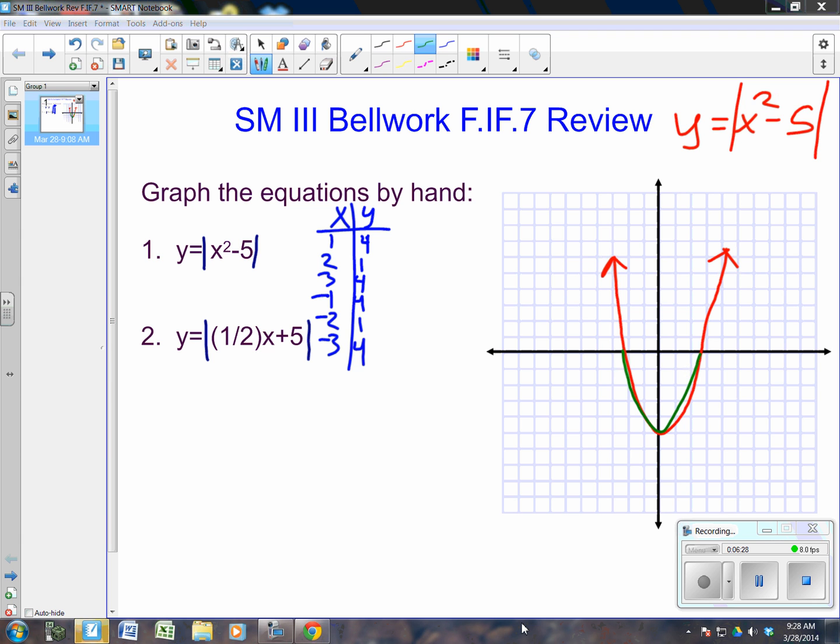So 1, 2, 3, 4, 5. Okay, it's going to go like this. So my graph is this part right here. It goes like this. And that part's gone, right? Because it flips it over the x-axis. You take the absolute value of it, and it flips it over. Do you remember that now? Okay, that's what happens when you take the absolute value of a function.